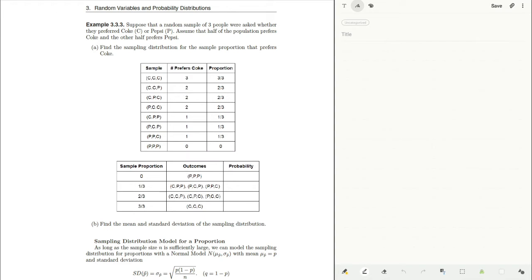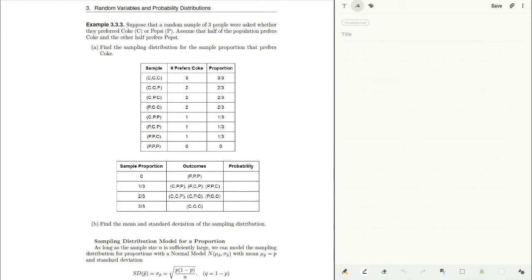Let's look at an example of a sampling distribution. Suppose that a random sample of 3 people were asked whether they preferred Coke or Pepsi. Let's assume that half of the population prefers Coke and the other half prefers Pepsi. So let's find the sampling distribution for the sample proportion that prefers Coke.